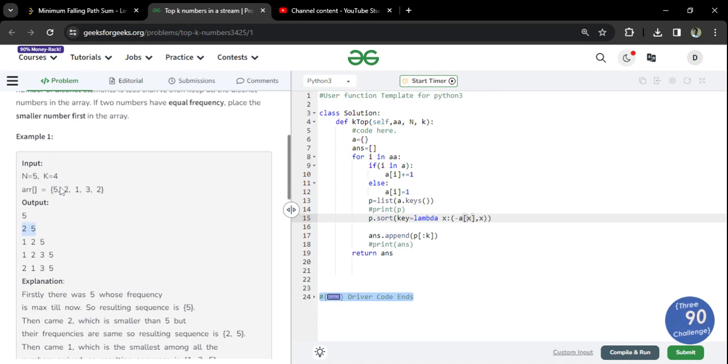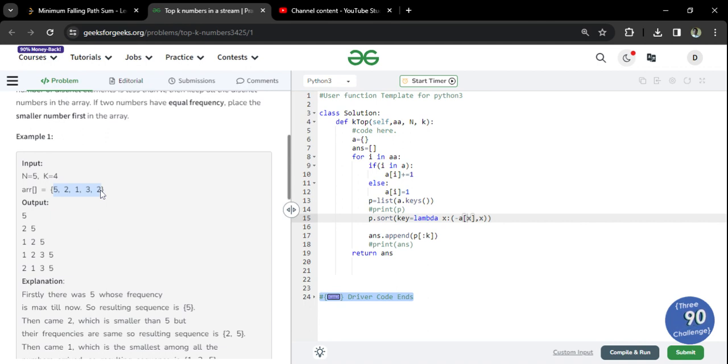Now I'm considering the first three elements. All of them have same frequency, so I will print them based on the order of their value. So 1 will come first, and then 2 and 5. Now come to 1, 2, and 3. Again, all of them have the same frequency, so they will be printed based on the numerical order. Now comes the case where we are having all the elements.